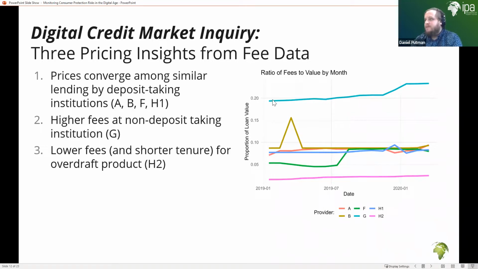And then you have this loan non-deposit taking institution. And so you see they have a higher price of credit, and they're giving roughly the same length of loans. And then you have this kind of overdraft product here, right? And you see that the fees are much lower, but also the tenure is much different for those loans. And so, you know, there's perhaps a reason for that.